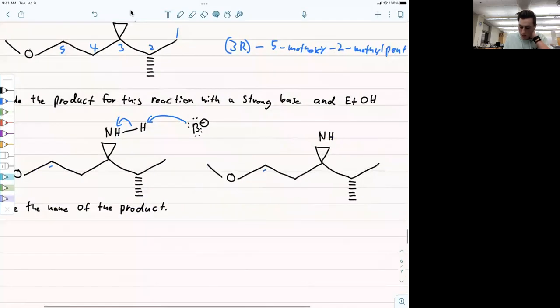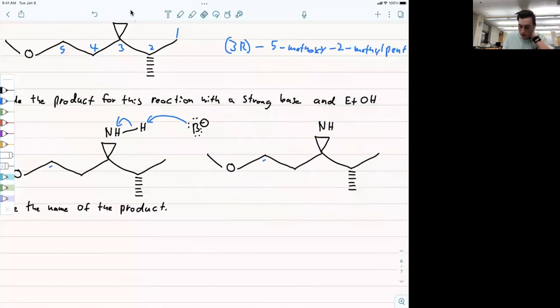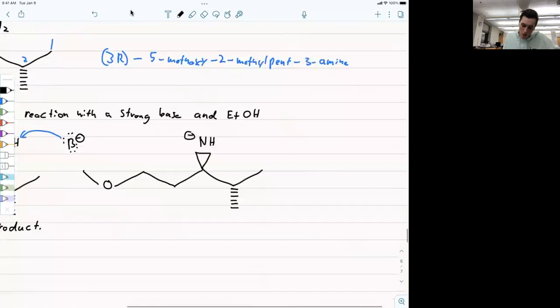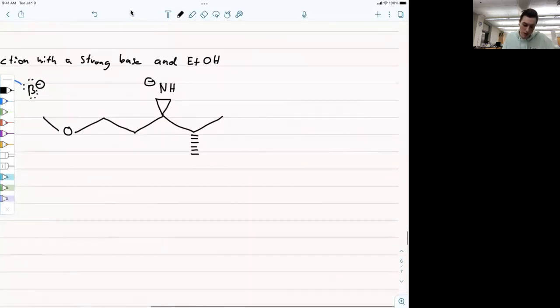Nitrogen wants 3 bonds. We know that because of the column it is in the periodic table. It has a +3 charge when we're doing naming. So it wants 3 bonds. So this will be negative. And now what we'll do is react it with our ethoxy.